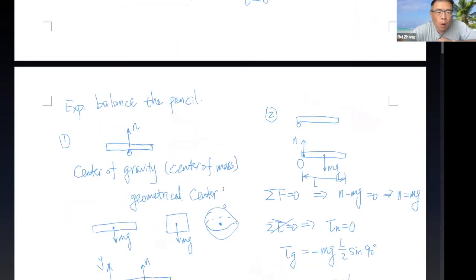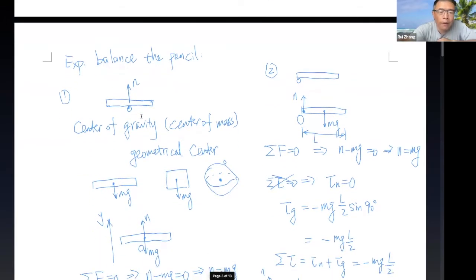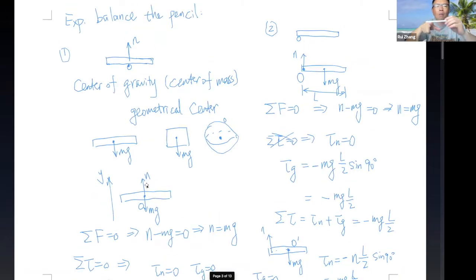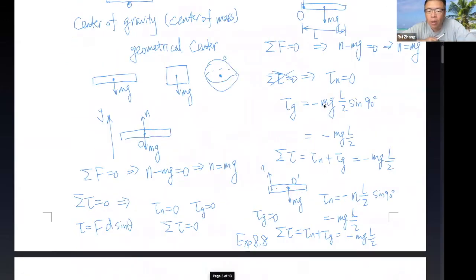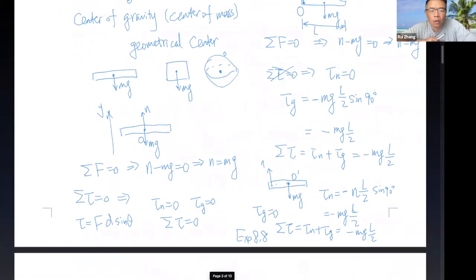So we did one example about balancing the pencil, like in the demonstration. We showed that when you put your finger underneath the middle, you can balance it, because in this case you can satisfy both equilibrium conditions. But if you put your finger on one end of it, it cannot satisfy these conditions. It's going to rotate, and it doesn't matter how big a force you apply here, it's still going to rotate because there's going to be a non-zero torque.